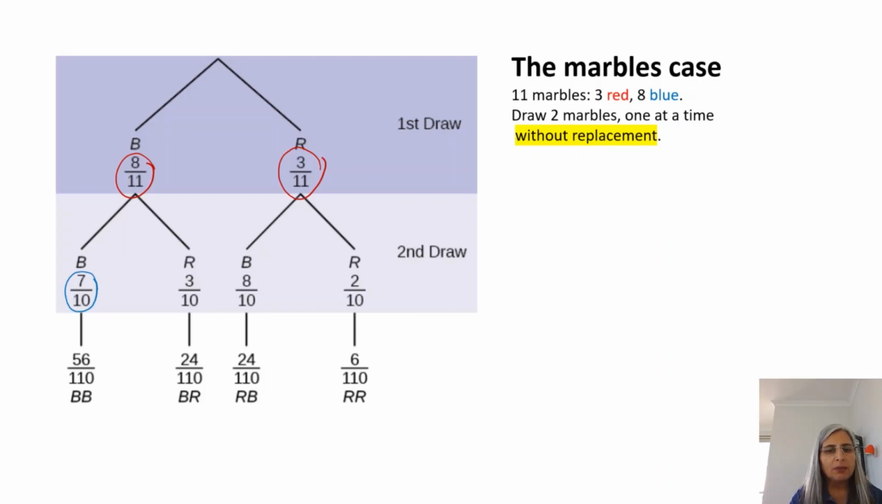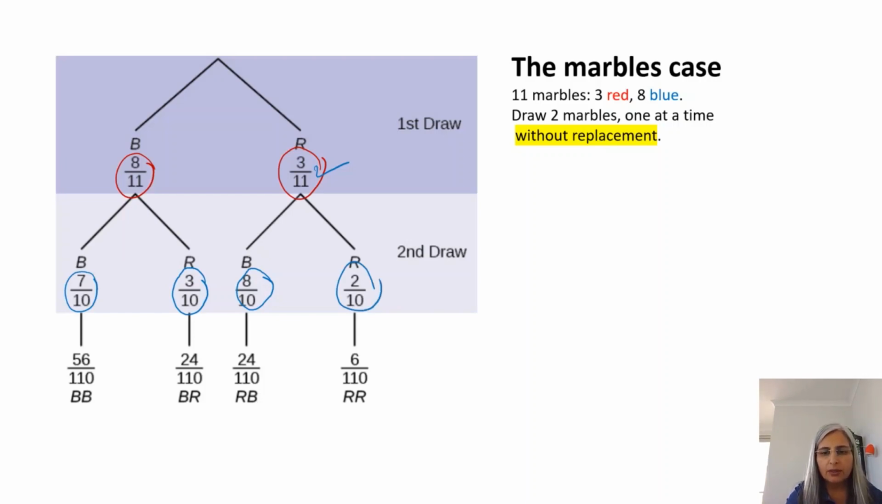And if we pick a red marble for the second time, then no red marble has been chosen before in this case. So the red marble will be chosen out of 3, while the total number of marbles left is 10. So 3 out of 10. In the third case, we start by picking a red marble. So the second marble, if it's blue, will be chosen from all 8 marbles, and the remaining marbles will be 10. So the probability would be 8 out of 10. And if we choose the red marble again, then it will be chosen out of the remaining 2 marbles and out of the total remaining 10 marbles. So 2 out of 10.